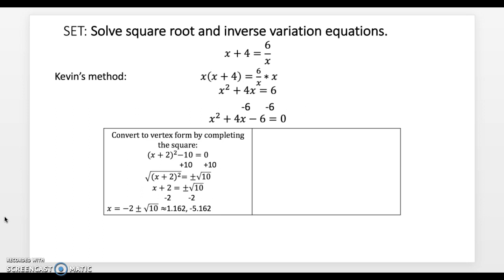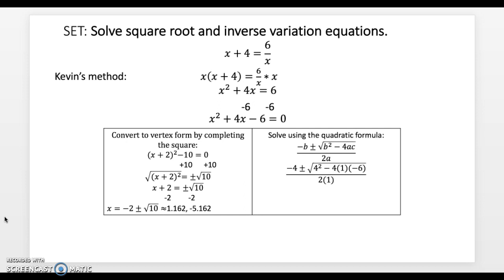Square root of 10 cannot be simplified, so if we want to see what the decimal answers are that are similar to Miss Jasmine's answers, we will plug this in the calculator. But -2 plus or minus the square root of 10 is a more precise answer. The other option is to solve using the quadratic formula.